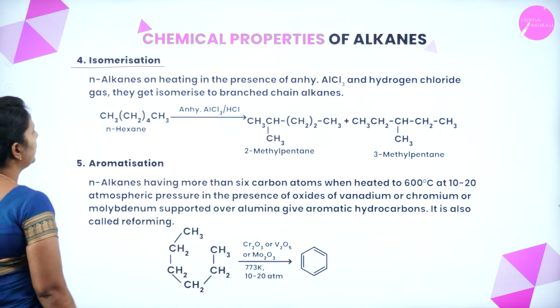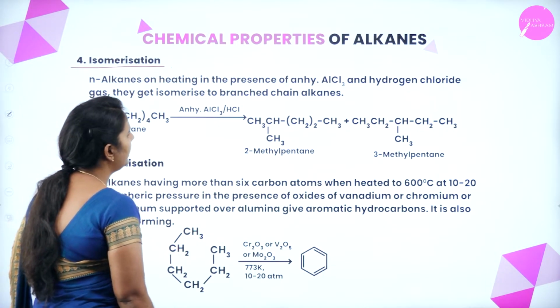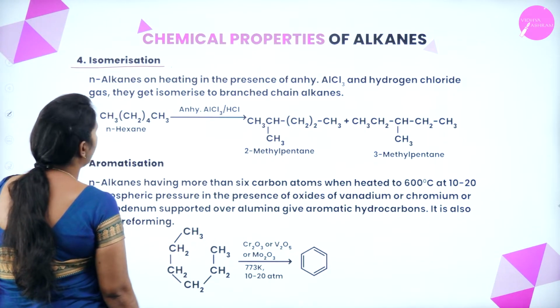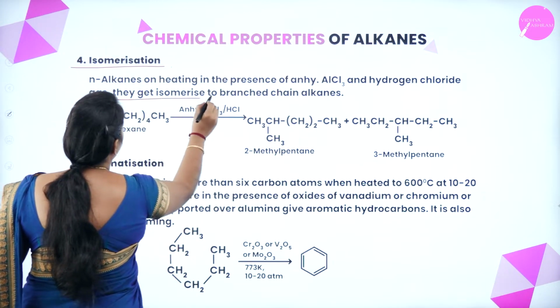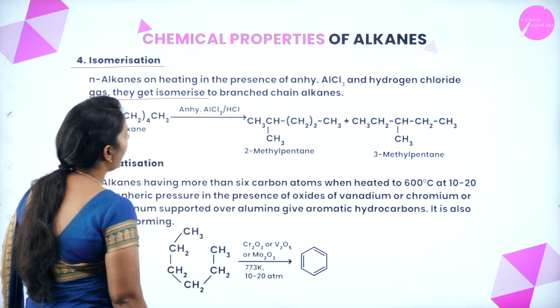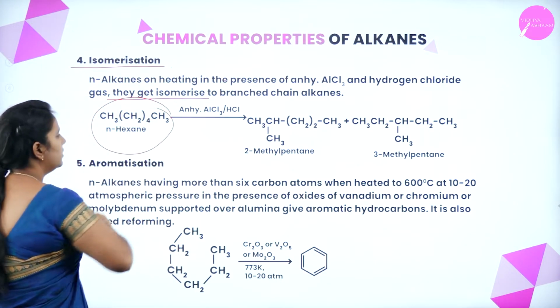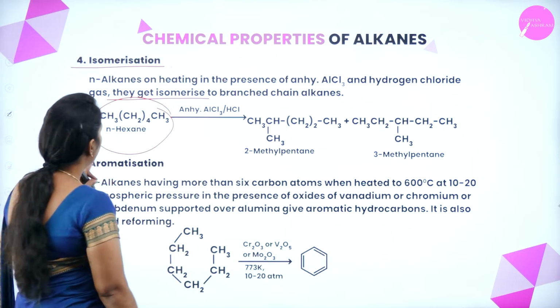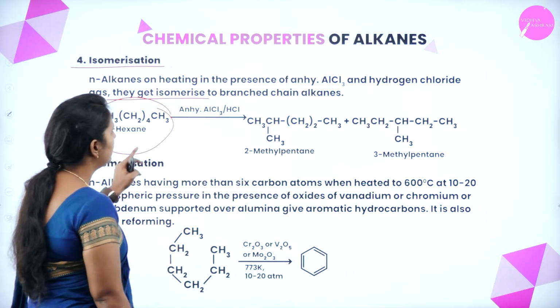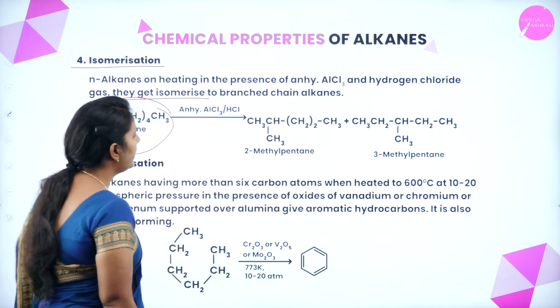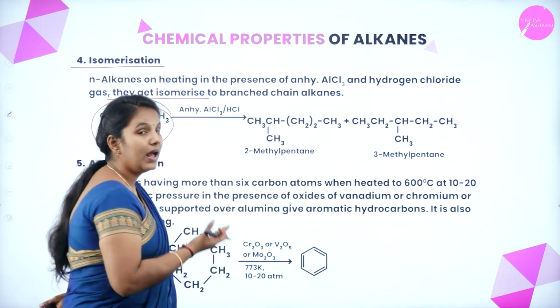An alkane upon heating in the presence of anhydrous aluminium chloride and hydrogen chloride gas gets isomerized to give a branched chain alkane. Here I have considered a long chain hydrocarbon, n-hexane, which is allowed to react with anhydrous aluminium chloride. What will form? It will form isomers.